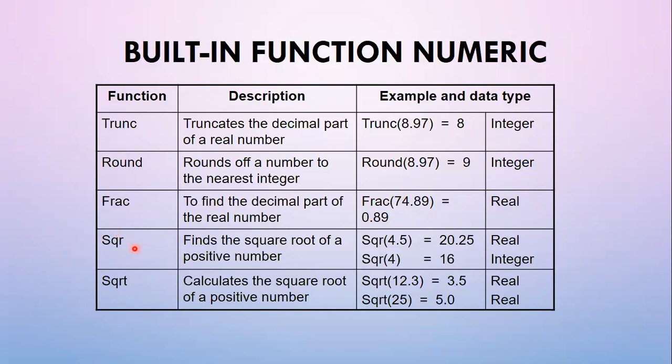Then we get to Sqr. It finds the square of a number. So Sqr 4.5 is 20.25. And it will be a real. Why? Because we have a decimal. If I just had Sqr 4, it will then be an integer. So do you see? Sqr can be real and integer.